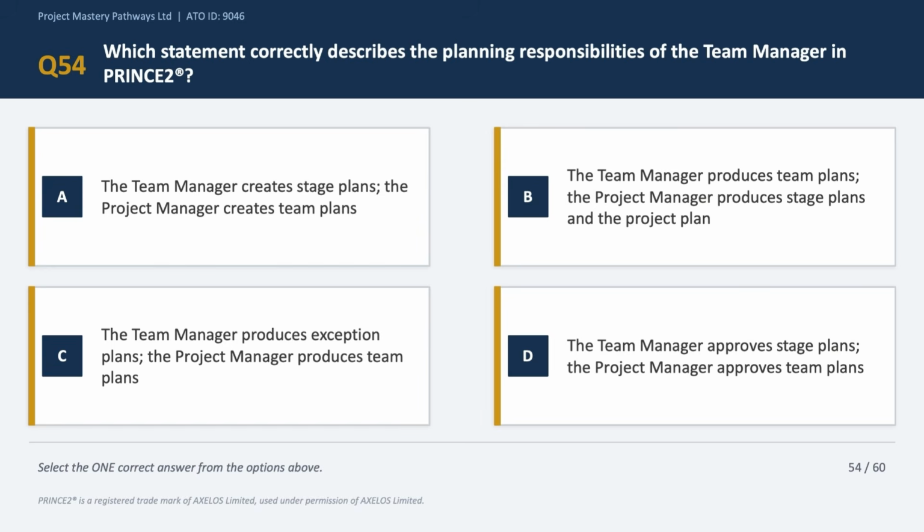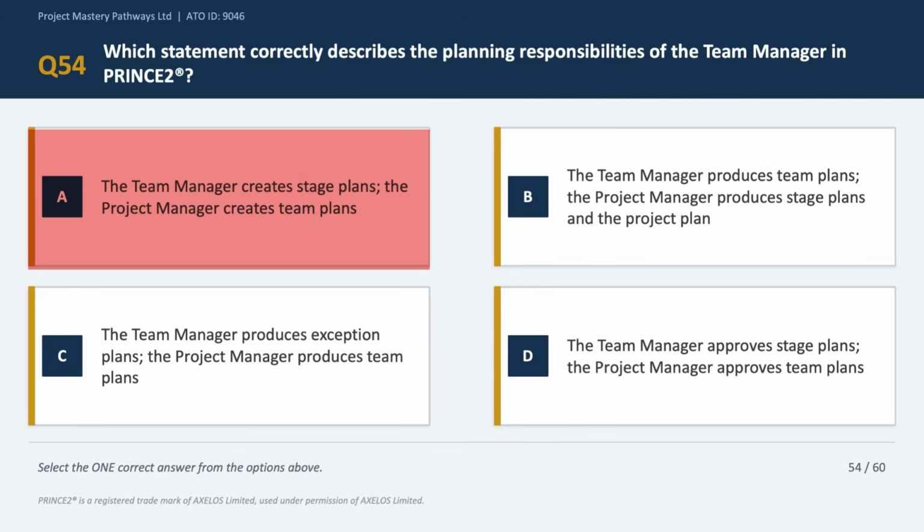Let's move on. Question number 54. Which statement correctly describes the planning responsibilities of the team manager in PRINCE2? Okay, so now we have a planning responsibilities question. Now let's be very precise about who creates which type of plan in PRINCE2. Option A says the team manager creates stage plans and the project manager creates the team plans. That is quite incorrect and it's actually the other way around, okay? Because the project manager creates the stage plans and the team manager creates the team plans. So we can eliminate option A.